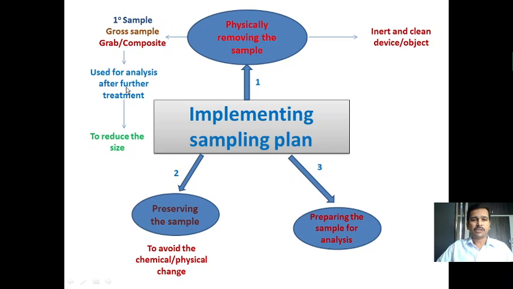And this grab or composite sample is going to be used for analysis after further treatment, whether it is quantitative analysis in order to determine the trace species present, or to determine the quantity of any macro species if they are present in the sample. So the ultimate aim, while handling the sample after removal from the target population, is that we have to reduce the sample size before its subjection to analysis. Therefore, these are all the things we have to ensure in the first step, that is, in physically removing the sample from the target population.